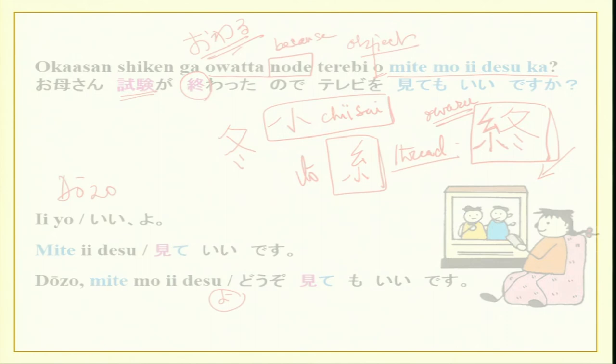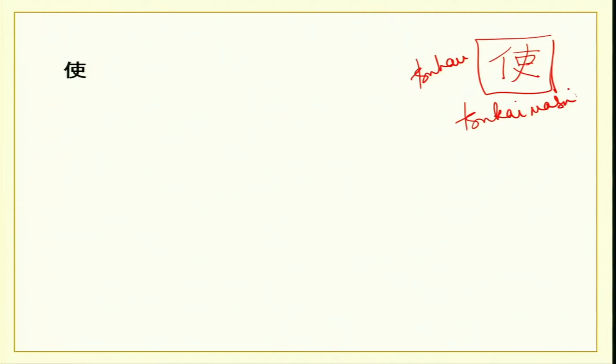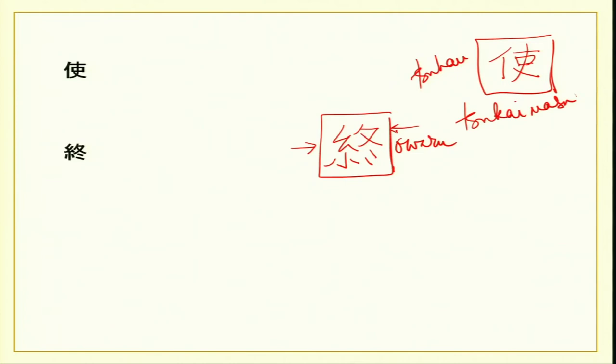What is this? This is tsukau. And like this, tsukau. Tsukaimasu. To use. Owaru I just now did with you. Like this, chisai. And then make fuyu, which is owaru. This part is ito, this part is fuyu. And the full kanji is owaru.